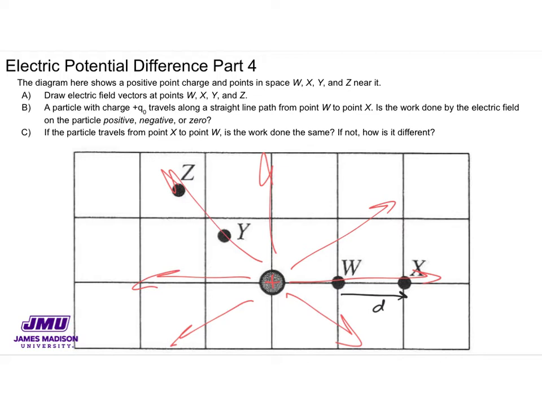In part C, it's asking if the charge moved from X to W, how would that be any different? And the answer is the displacement magnitude would be the same, and the force acting on the charge over the entire period would be the same, but the displacement would then be in the opposite direction of the force. So the work done by the field would be the same magnitude, but negative as it moves from X to W.